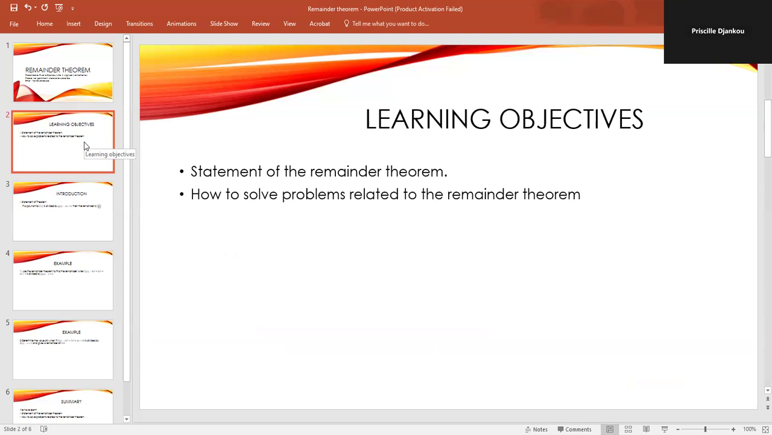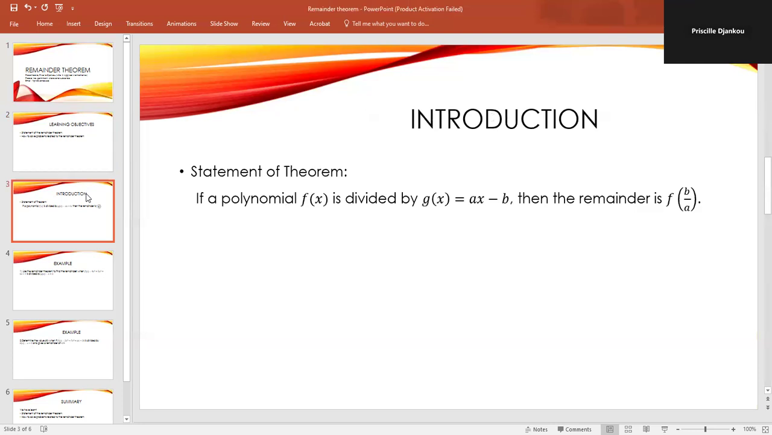That's the first point. The second point is to help you know how to solve problems related to the remainder theorem. As an introduction, we will dive straight into the statement of the remainder theorem. What does the remainder theorem state? It states that if a polynomial f of x is divided by g of x equals ax minus b, then the remainder is f of b divided by a. This is the statement of the remainder theorem. It involves polynomials, as you can see.